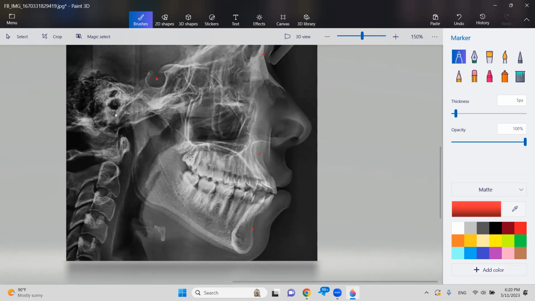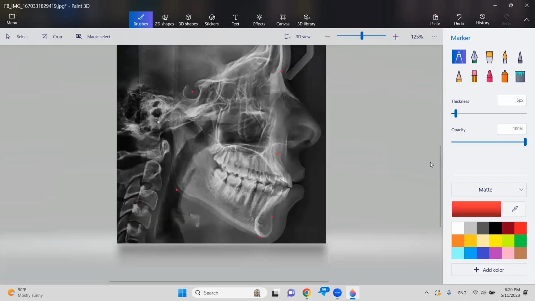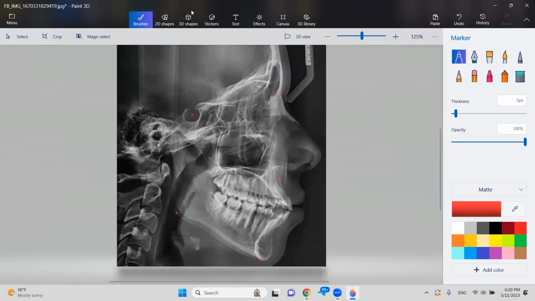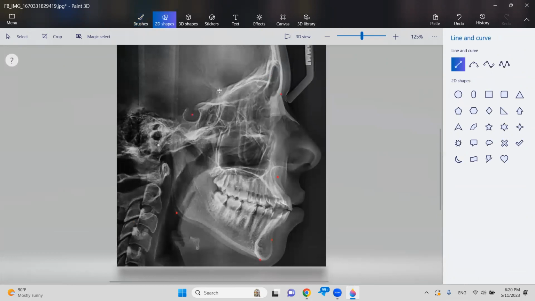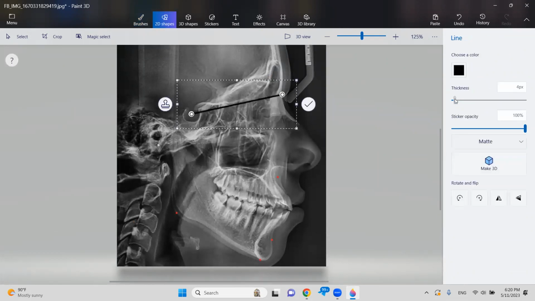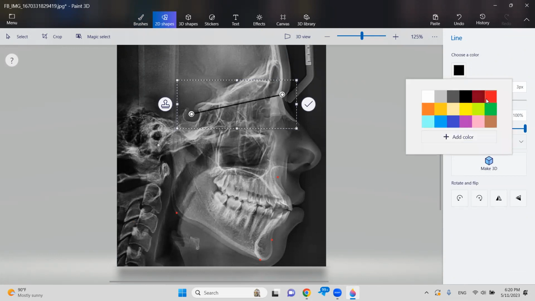To study the rotations or vertical assessment of the mandible, we use Gnathion and Gonion. By connecting the 2 points, Sella and Nasion, we get Sella-Nasion line here.